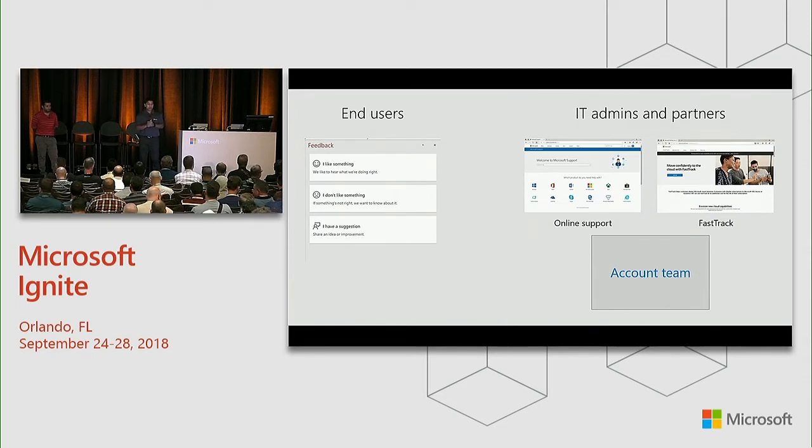And IT admins and partners, please use the online support. Please use Fast Track if you need something really nice and quick. We are really moving fast. Monthly cadence literally means 2 weeks of coding and testing and out, and it goes on and on. We want to make sure all your fingerprints are on those features and the fixes that we build.